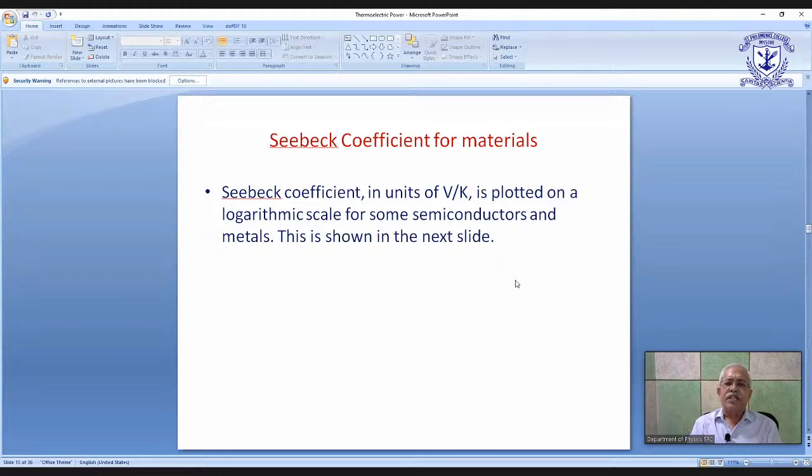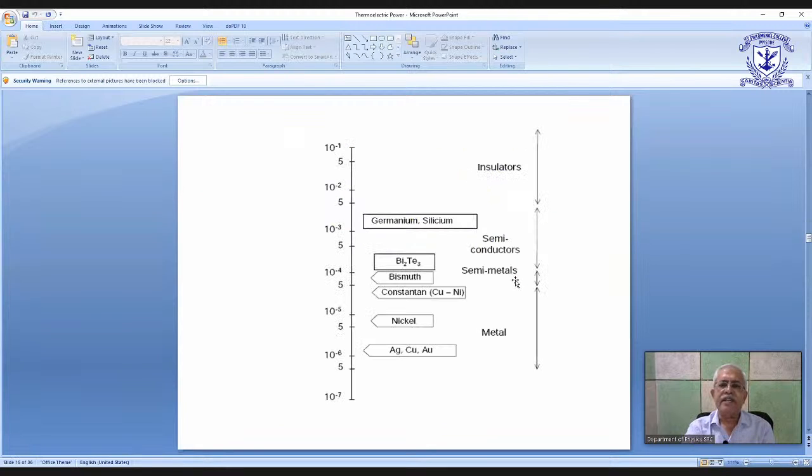So the Seebeck coefficient is expressed in units of volts per degree Kelvin. Typically, the values for practical materials are either microvolt per degree Kelvin or millivolt per degree Kelvin. We don't have materials with 1 volt per degree Kelvin. Some of the materials and their Seebeck coefficients are depicted in the slide which I am going to show you.